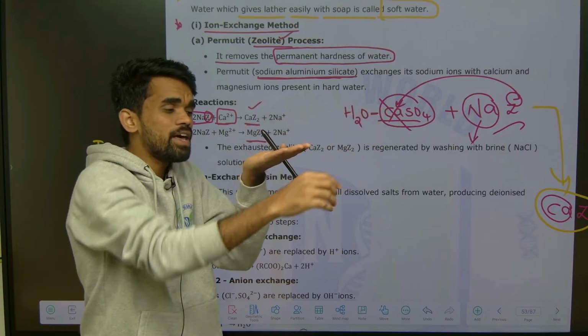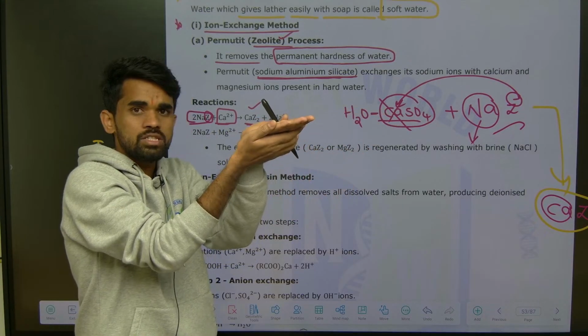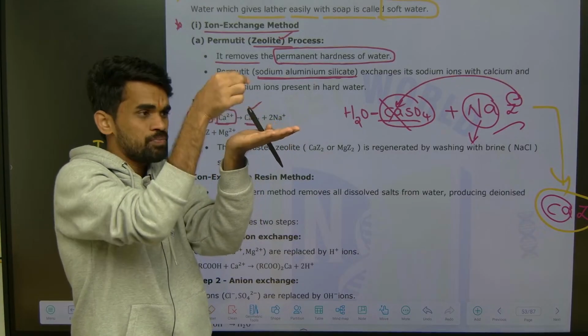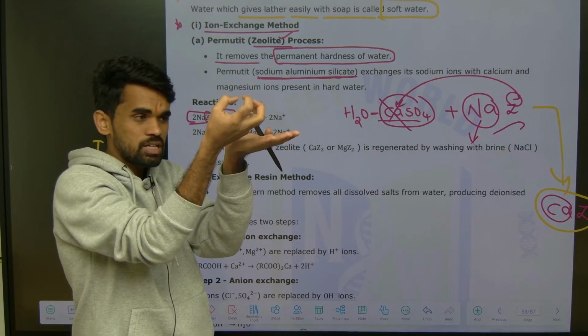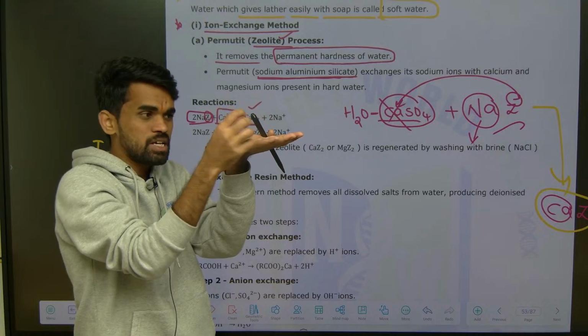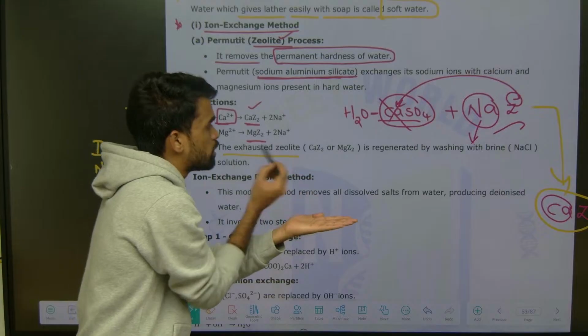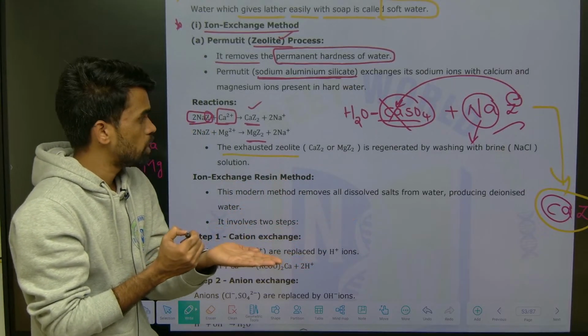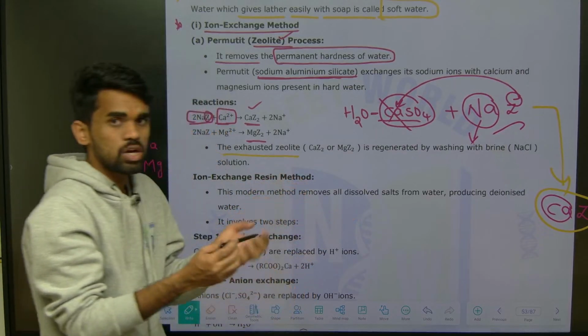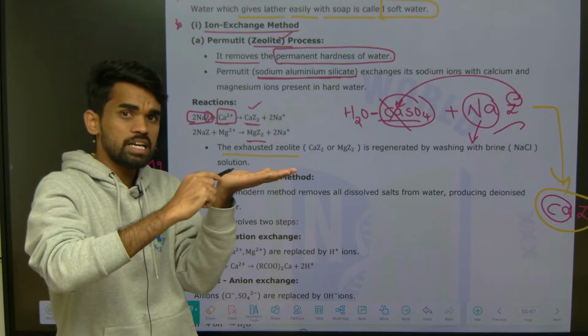Right, now what happens to the zeolite bed? On its units, calcium ions and magnesium ions are accumulated, so we can now call it exhausted zeolite. What am I saying? Exhausted zeolite. Now this exhausted zeolite can be washed out.